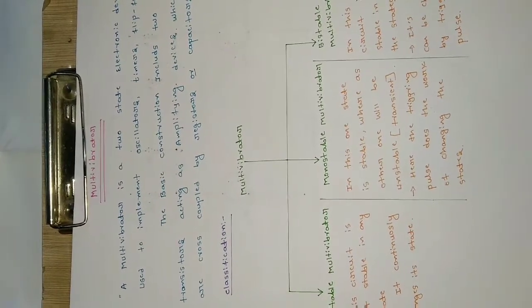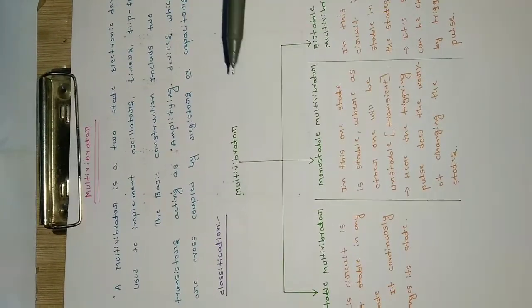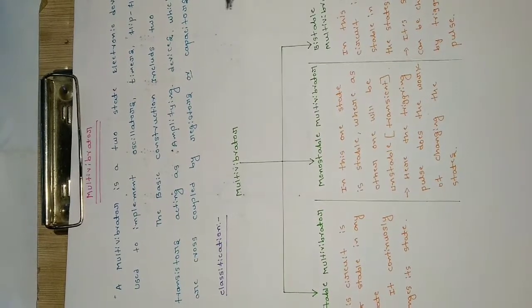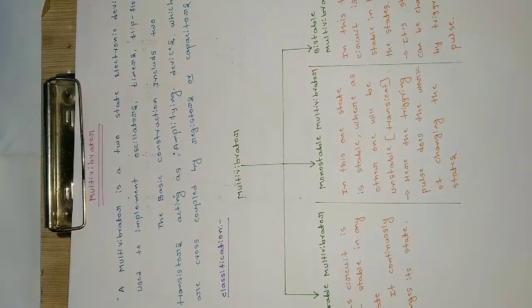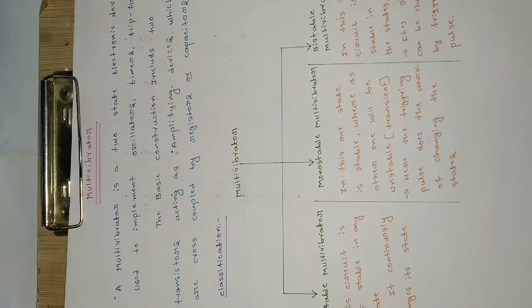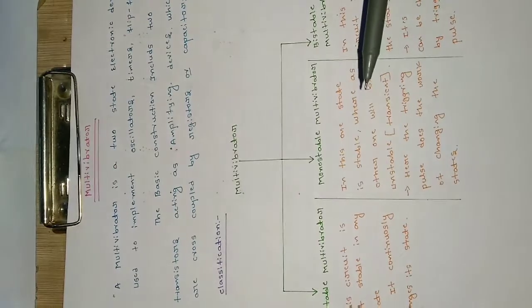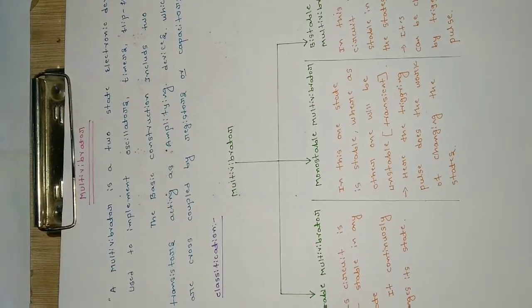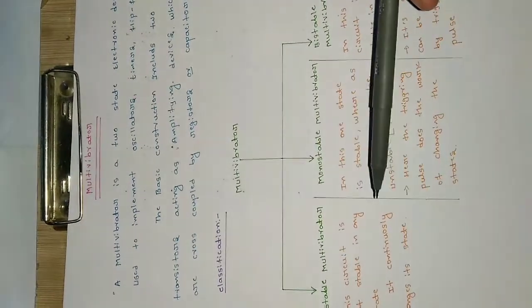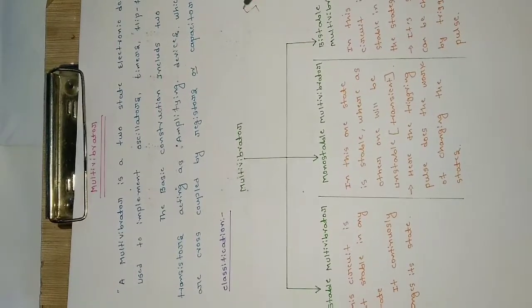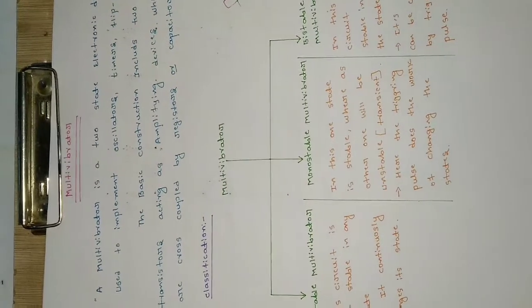Now, coming to the classification of multivibrators. It has three types. The first one is astable multivibrator, the second is monostable multivibrator, and the third is bistable multivibrator. Let us see what is meant by these individual multivibrators. First, astable. This circuit is not stable in any state, so it has no stable state. Its output will always be changing, so it will be something like this. It is always changing output, so it is called an astable multivibrator.